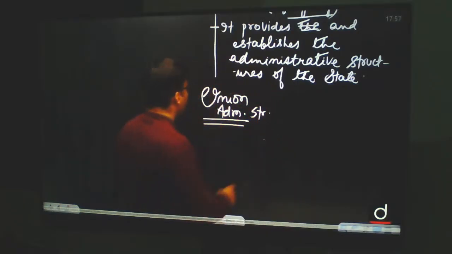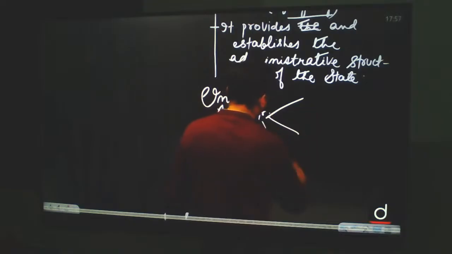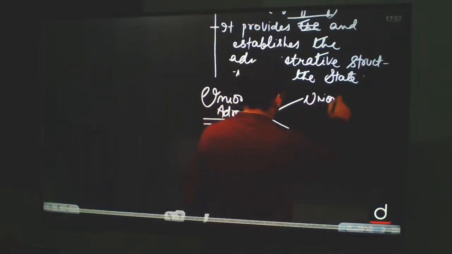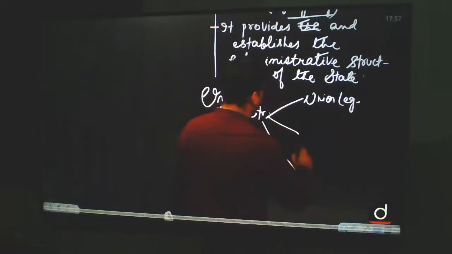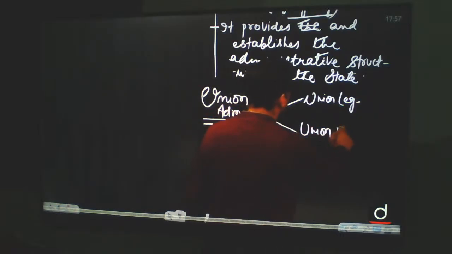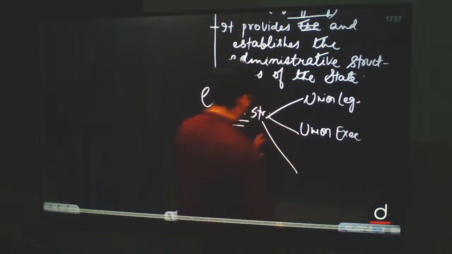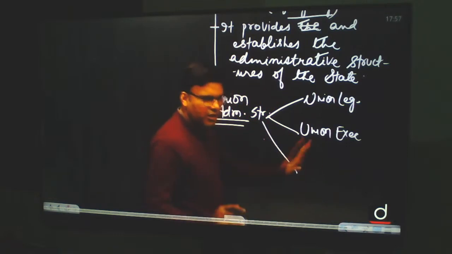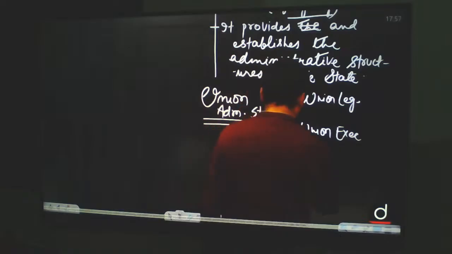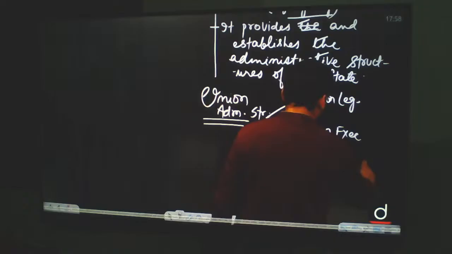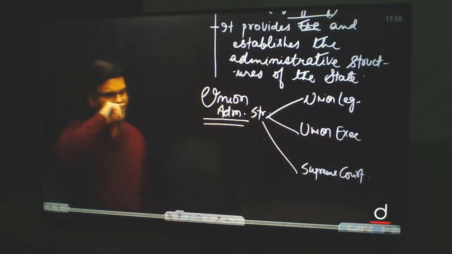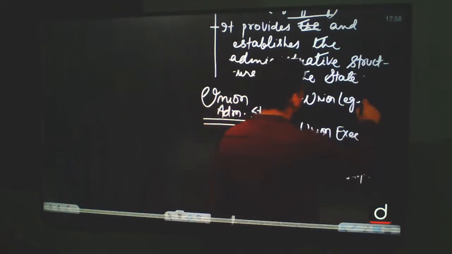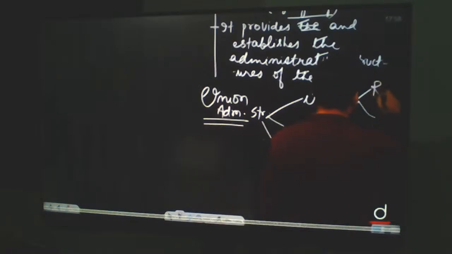So in the union and state structure, you have the union legislature and the union executive. I'm writing it here as judiciary, but there's nothing called union judiciary. तो judiciary यहाँ पर मैं लिख देता हूँ बस Supreme Court, because at the central level there is one Supreme Court of India. ठीक? And what do you see in the union legislature? Rajya Sabha and Lok Sabha.